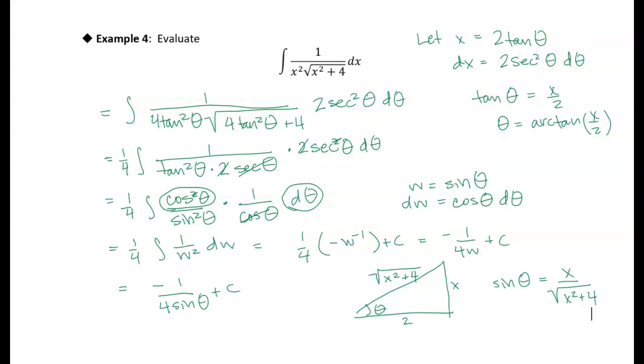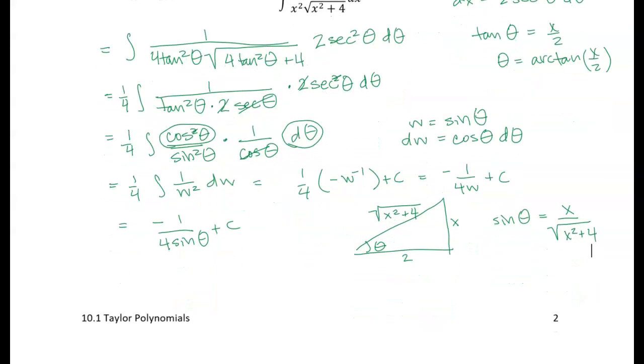Let me scroll down a tad and make a little more room to write. Now if I substitute that in, I can get this integral in terms of x. I'll make this minus 1/4 out front, and then I have the reciprocal of sine, which is the square root of x squared plus 4 over x, and then plus c. And that's it. That's the result, and we have it now in terms of x.